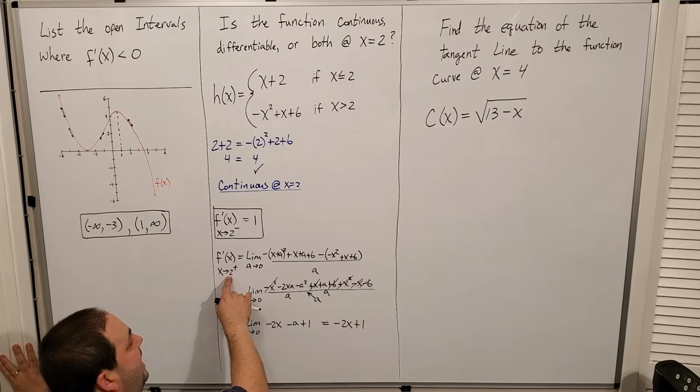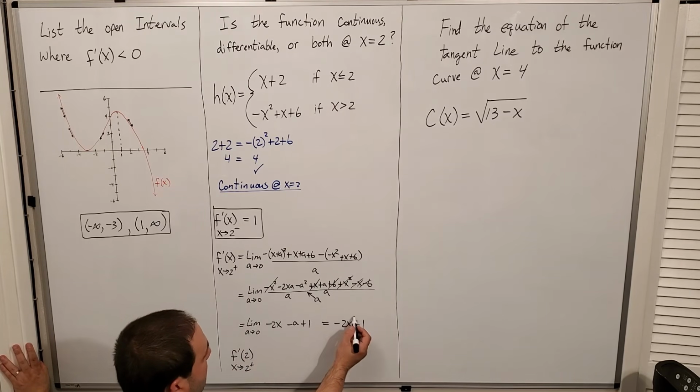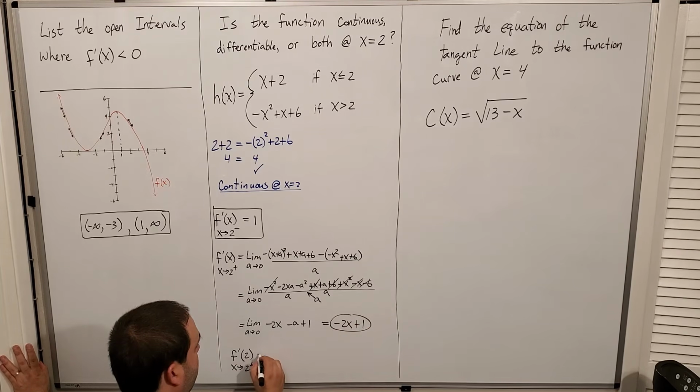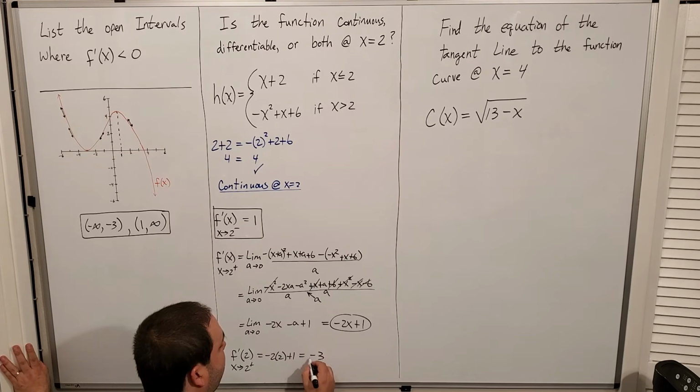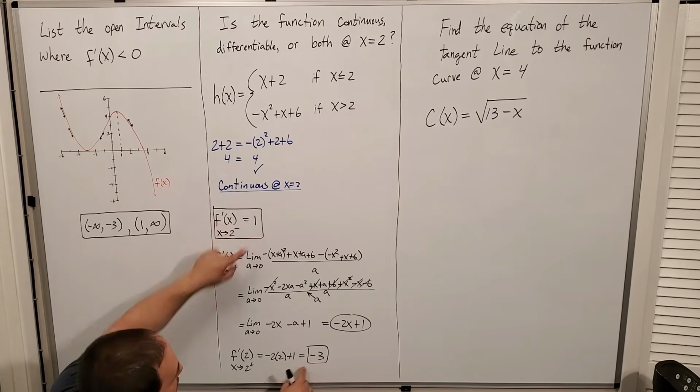Now I'm interested in this specifically, what is f prime of 2 as x approaches 2 from the right? Okay, so I'm going to take this derivative function and I'm going to plug in 2. So that's going to be negative 2 times 2 plus 1, which is negative 4 plus 1, which is negative 3. So notice negative 3 and 1 are not equal.